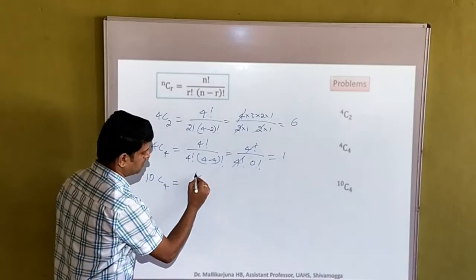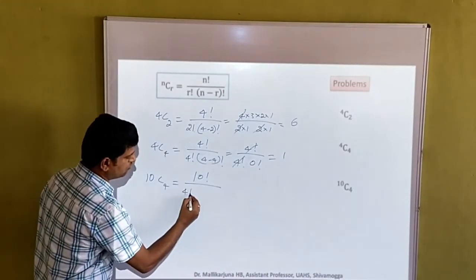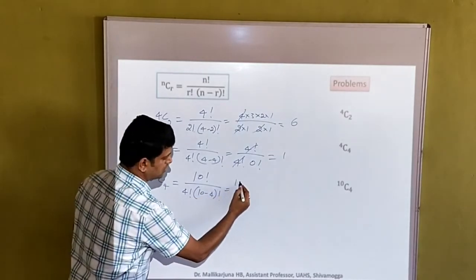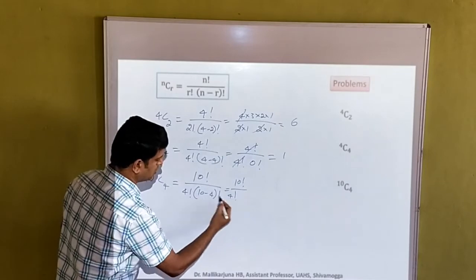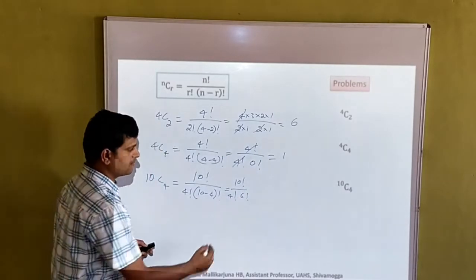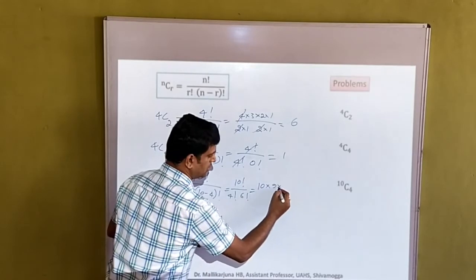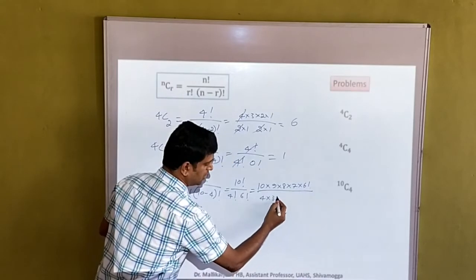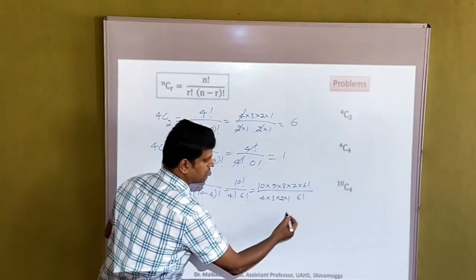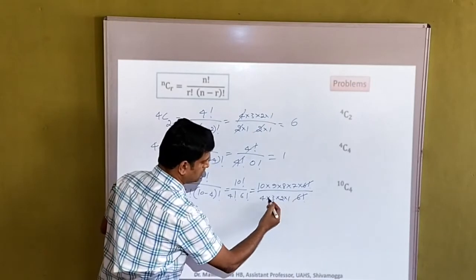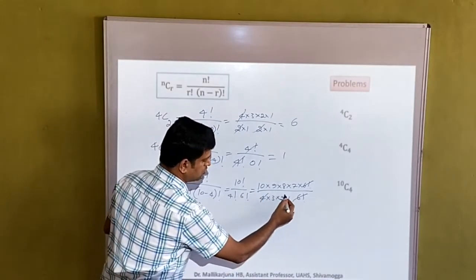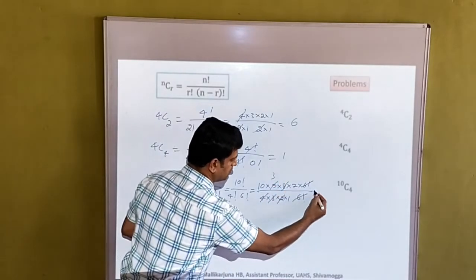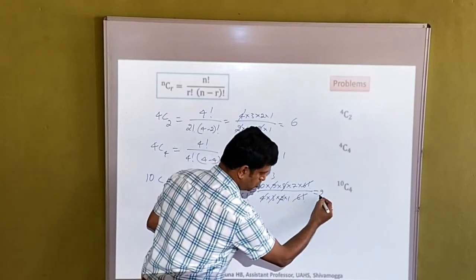10C4 is 10 factorial divided by 4 factorial times (10 minus 4) factorial. Here 10 factorial divided by 4 factorial times 6 factorial. 10 into 9 into 8 into 7 into 6 factorial, divided by 4 into 3 into 2 into 1 times 6 factorial. So 10 into 3 into 7, so 210.